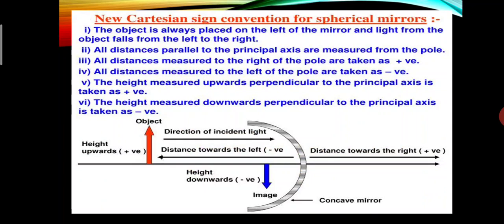New Cartesian sign convention for spherical mirrors. According to the Cartesian sign convention, the pole of the mirror is taken as the origin. The principal axis is taken as the x-axis of the frame of reference. The sign conventions are as follows.